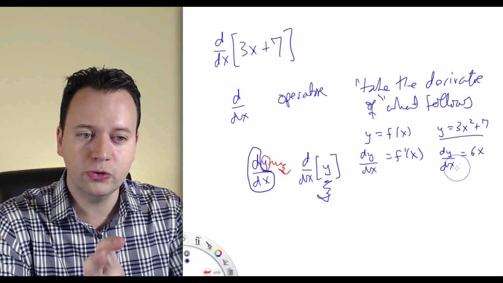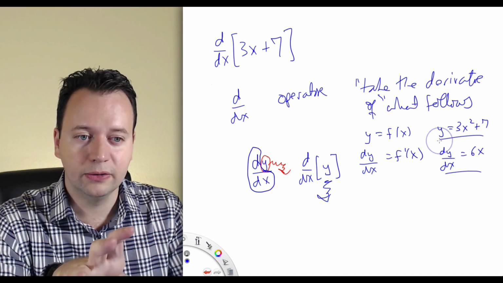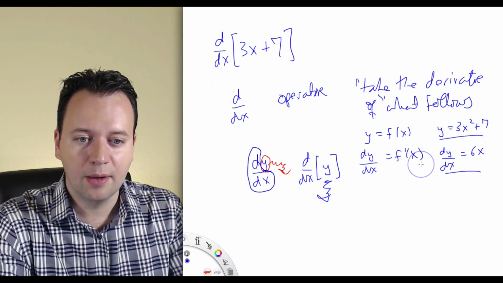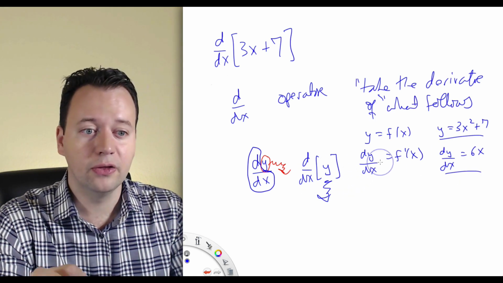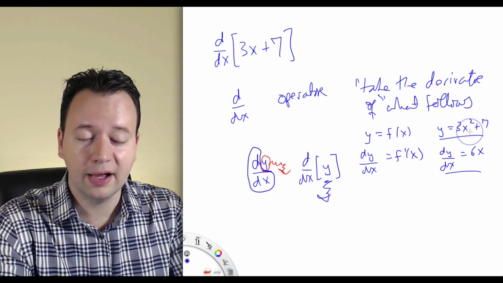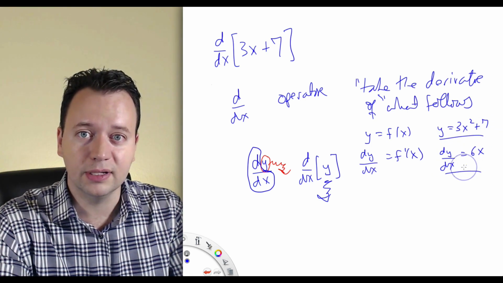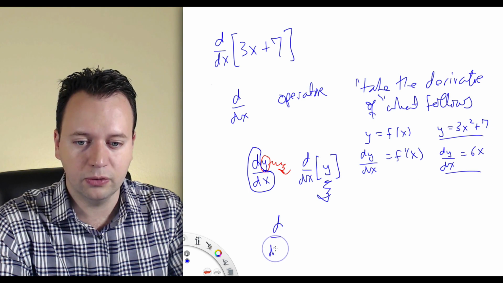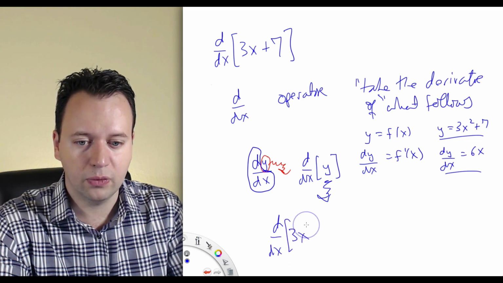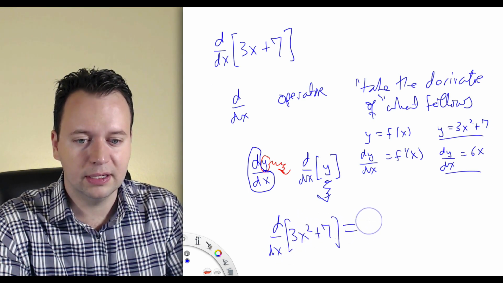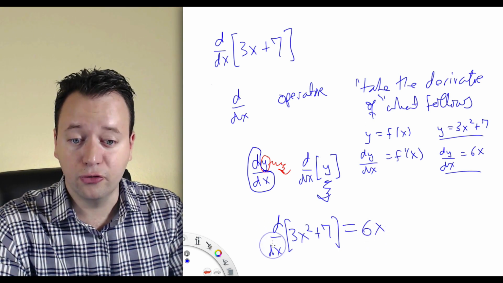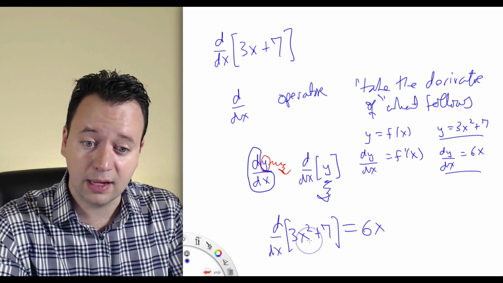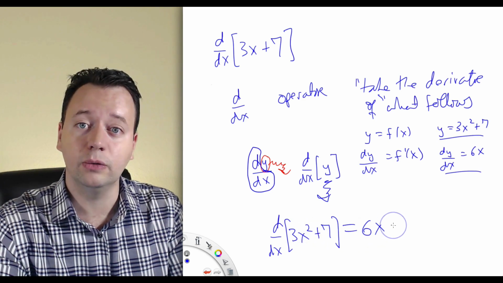So it's almost two separate statements, two separate sentences. By using d by dx of something, we can just say this in one sentence. The derivative of 3x squared plus 7 is equal to 6x. So you would just say that d by dx of 3x squared plus 7 is equal to 6x. So these are just ways of writing the same thing. The derivative of this stuff, 3x squared plus 7, is equal to 6x.